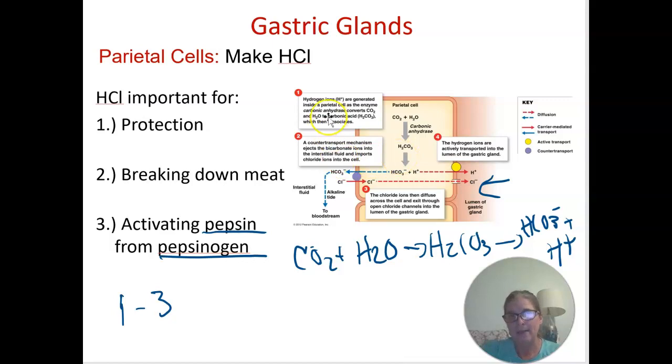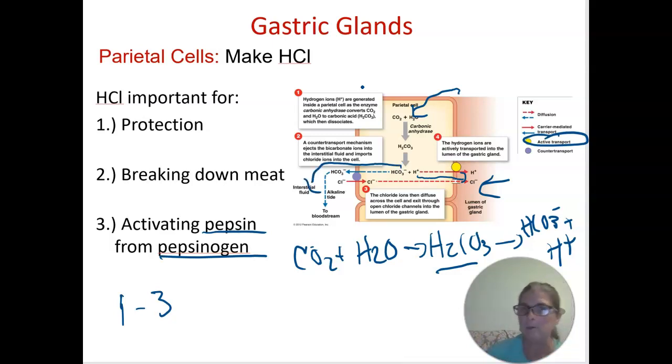So what's going to happen is your parietal cell will take up CO2, and CO2 will combine with water and the enzyme carbonic anhydrase to form carbonic acid. Well, what's going to happen next is that hydrogen that's formed is going to get pumped into the lumen of the gastric gland. This is active transport. There's actually little hydrogen ion pumps, and that's what they do. They pump it out. And remember, the bicarb leaves to go into the blood.